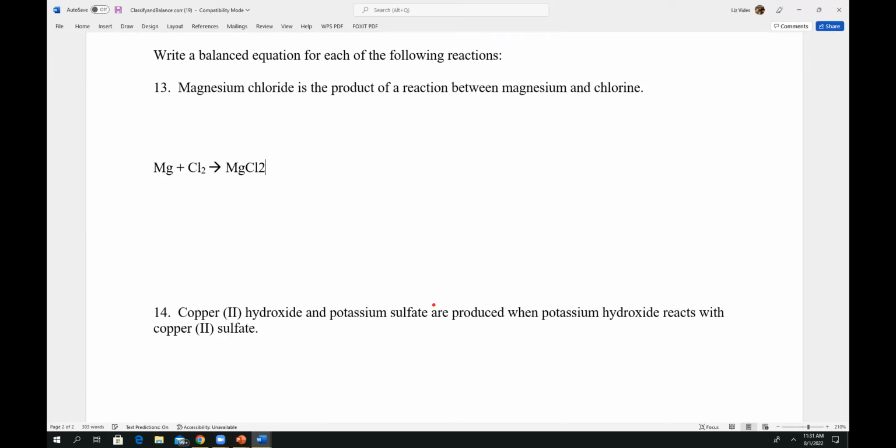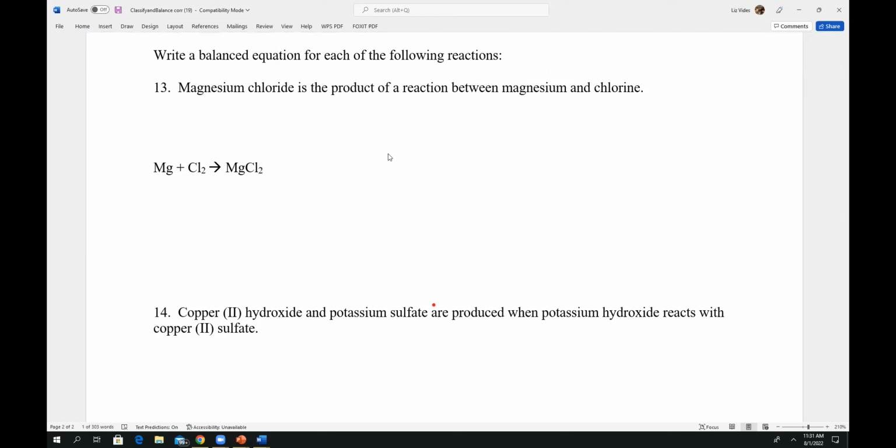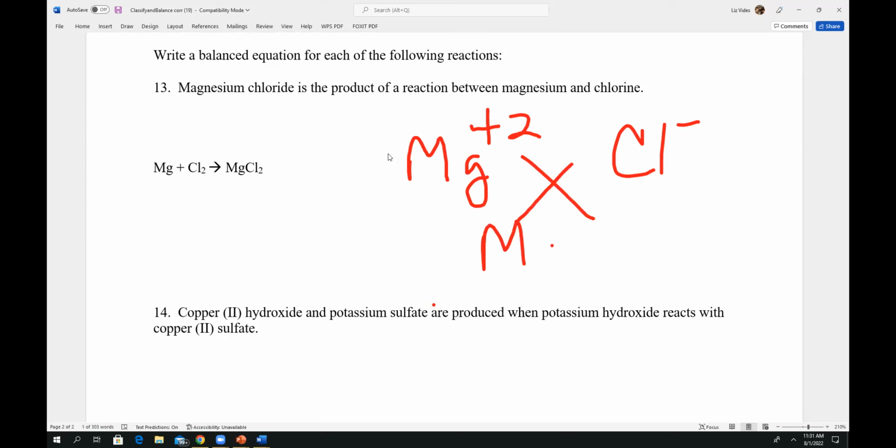Why is it MgCl2? We have to remember all of this that we learned is applicable in everything. So you just got to remember how to make compounds. Magnesium is 2, chlorine is 1. So when you cross, remember, magnesium is a +2 because it's in group 2. Chlorine is a -1 because it's in group 7. So we crossed, you get Mg with the 1 and Cl with the 2. So you notice that's already balanced. So we don't need to balance.